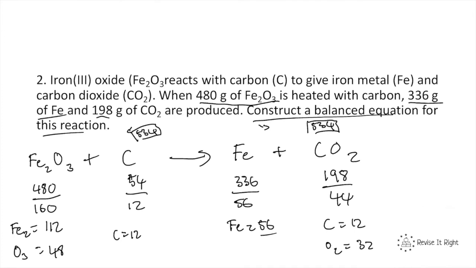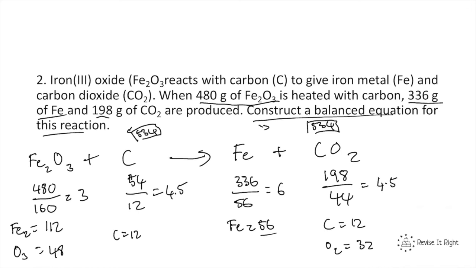Now we need to work out our moles for each of them, so we do mass over MR. So 480 divided by 160 to work out the moles of iron oxide. If we put that in a calculator, we get 3. 54 divided by 12 is 4.5. 336 divided by 56, pop that into a calculator and you get 6. And finally 198 divided by 44, we get 4.5.